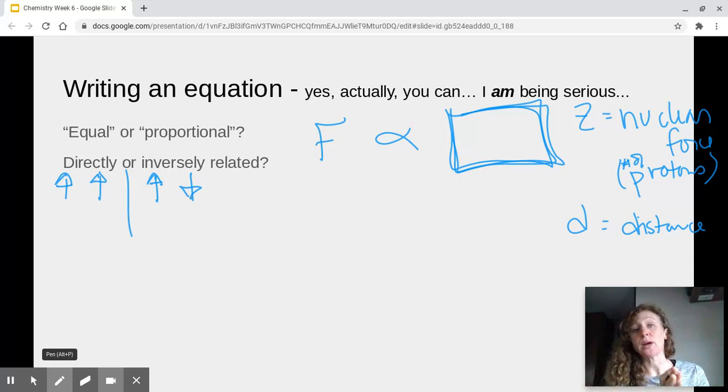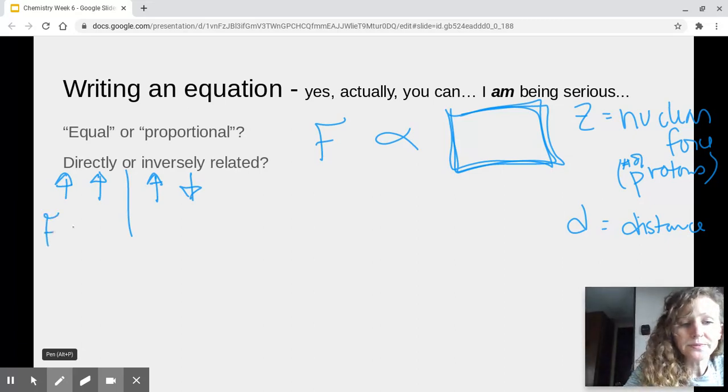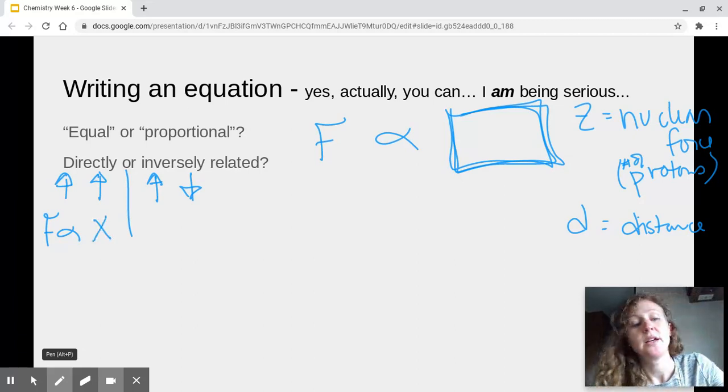If something is directly proportional, you are just going to put those proportional to each other. So if f and x are my two variables, if I double x, f is going to double. If I triple x, f is going to triple. As one goes up, the other one goes up.